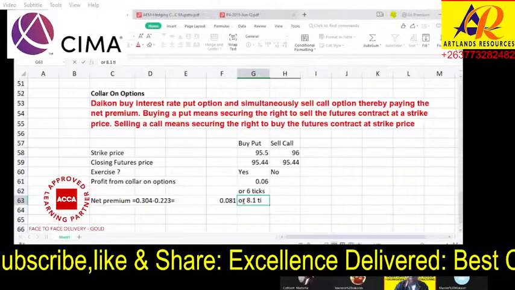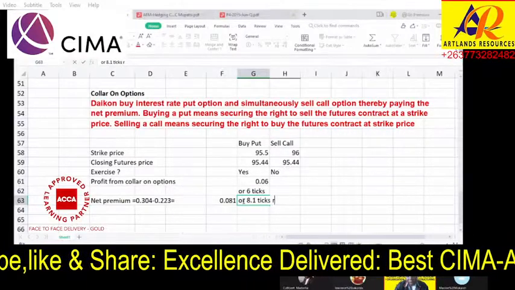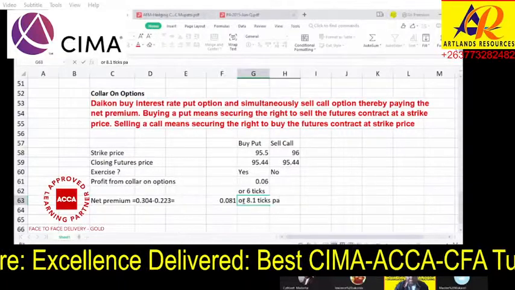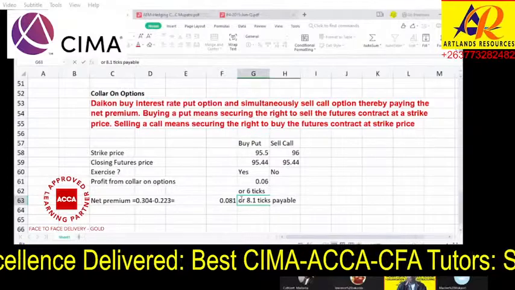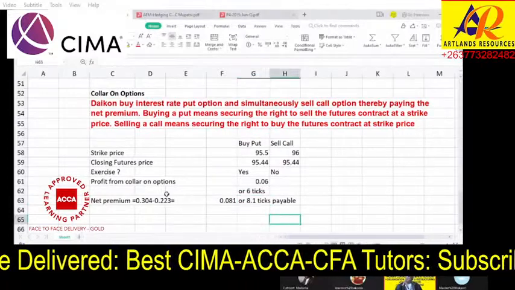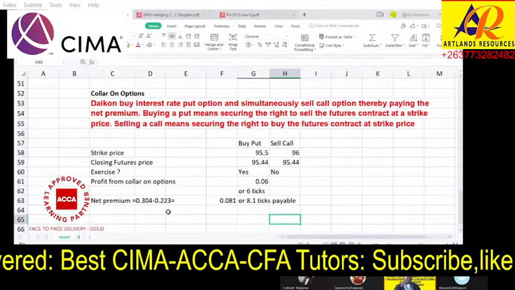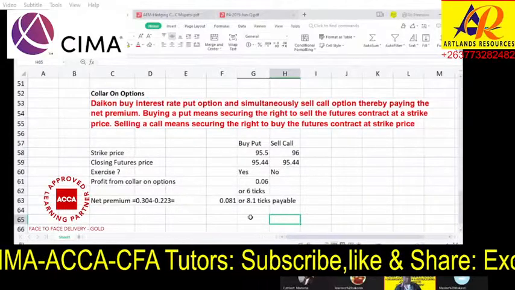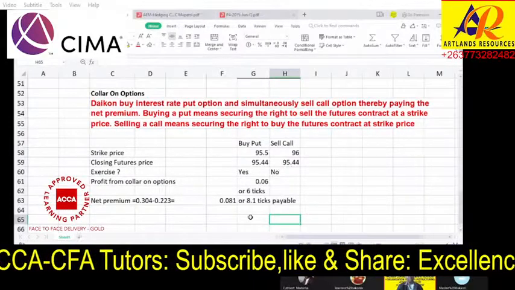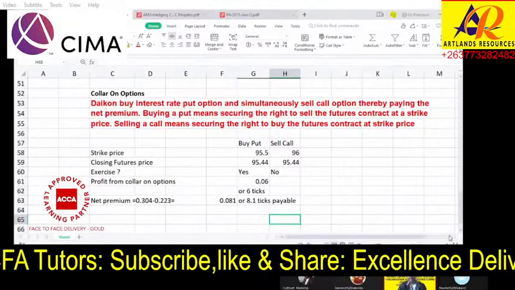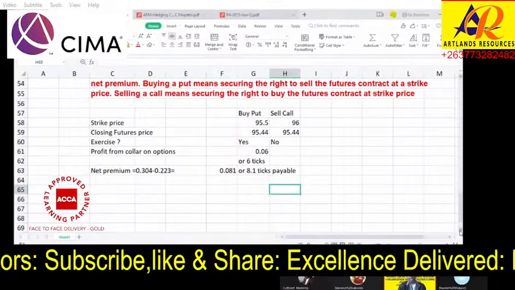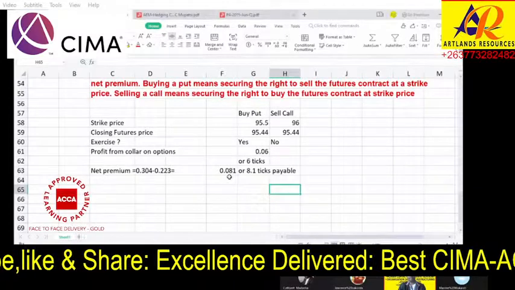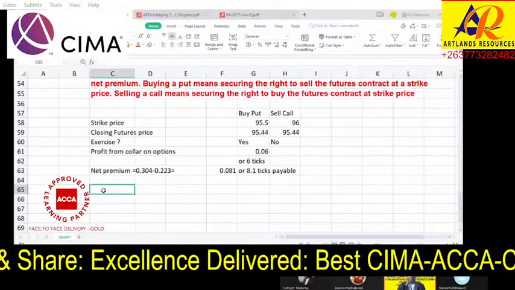8.1 ticks. This one is payable. 8.1 ticks payable. Why is it payable? Because I am paying 3.04 and receiving 0.223. So what I'm paying is more. So it's a payable premium. So the premium that we are going to consider there is 8.1 ticks. You may put it as a decimal. It will be 0.00081 if you have to work it as a decimal.